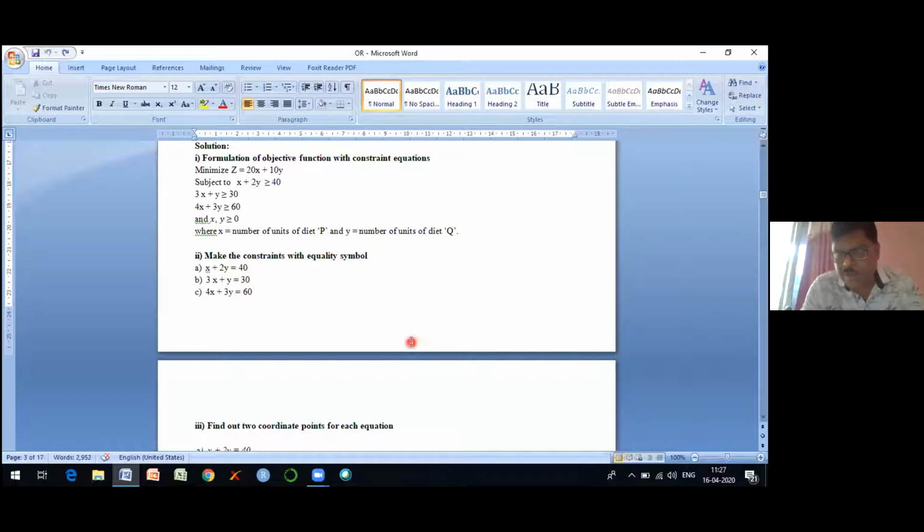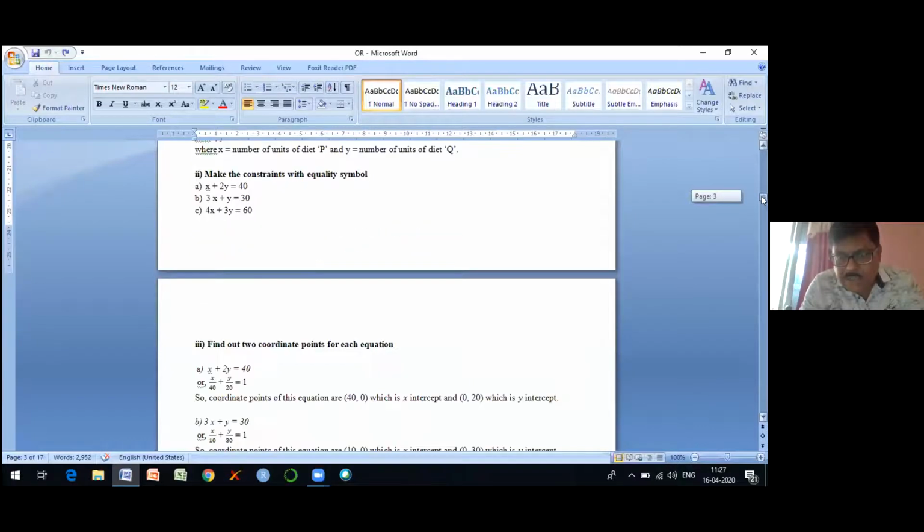Now we are coming to the next point. So how to find out the coordinates?